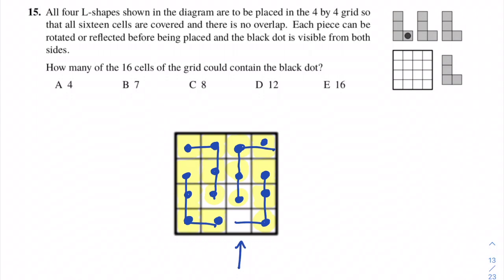So that means that we would end up with a black dot here. So therefore we've shown that no matter whether we rotate or reflect these L shapes, the black dot will end up covering every cell within this 4x4 grid. And of course there's 16 cells on this grid, so the final answer must be E.